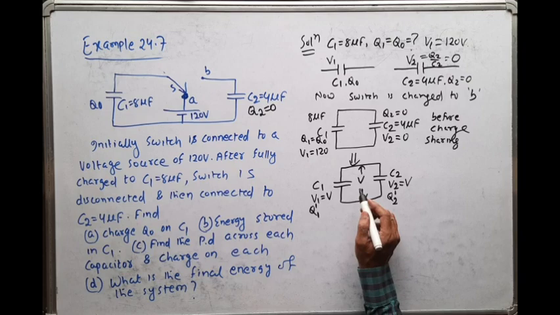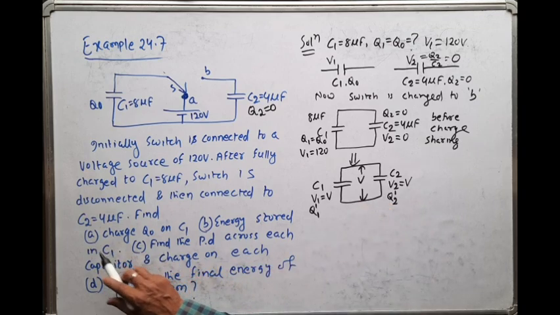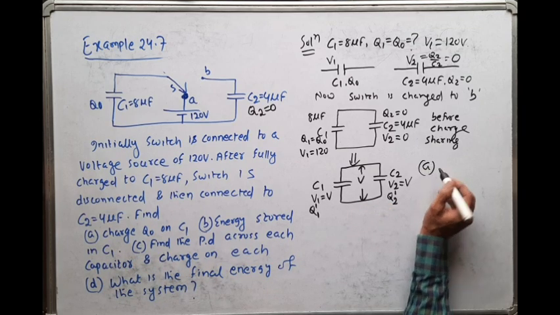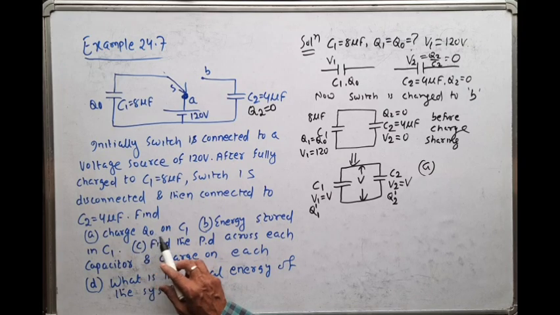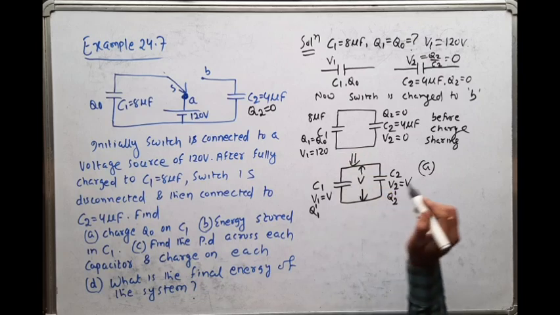First we have to find the common potential. But first we will answer the first part. What is the charge Q naught on C1? What is the initial charge across the capacitor?